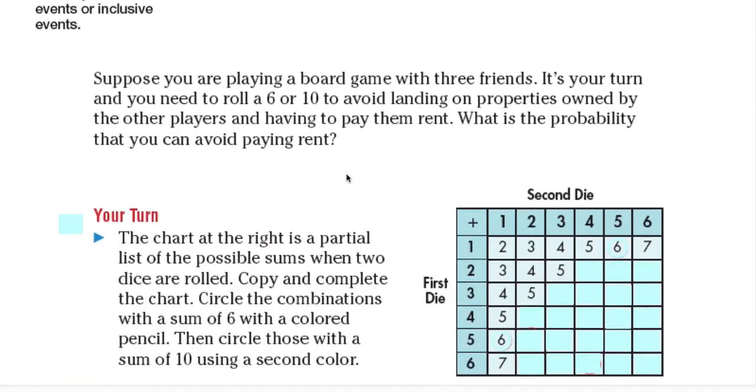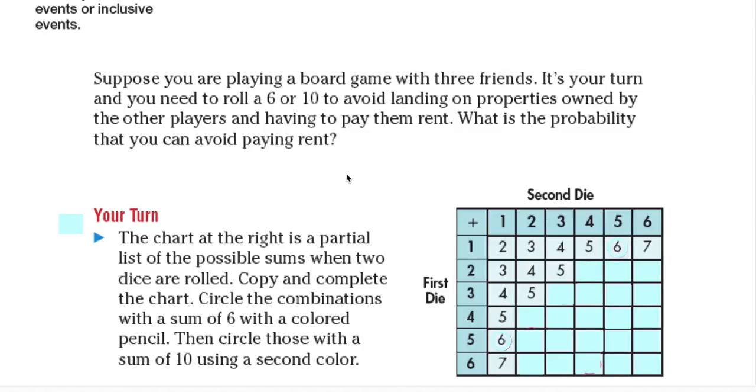Suppose you're playing a board game with 3 friends, and this is a game of Monopoly. It's your turn and you need to roll a 6 or a 10 to avoid landing on properties owned by the other players and having to pay them rent. What is the probability that you can avoid paying rent?